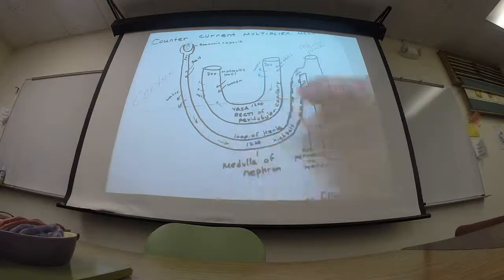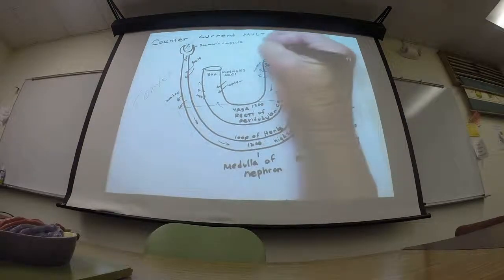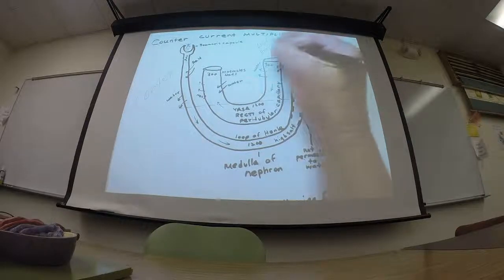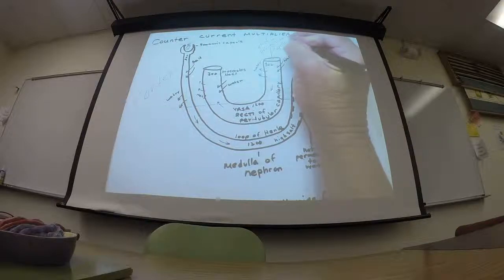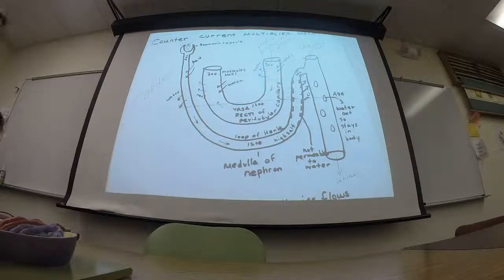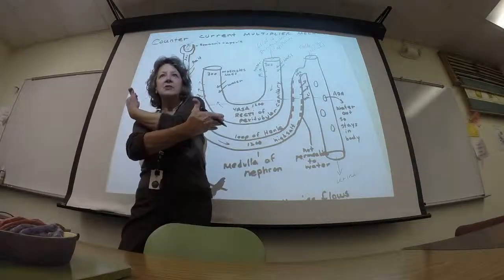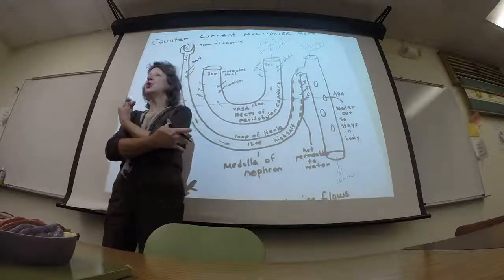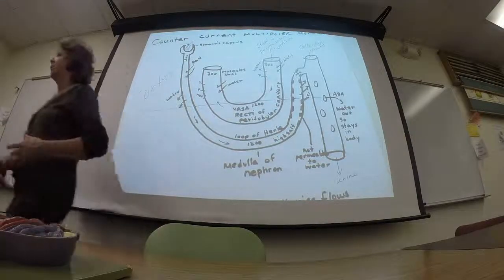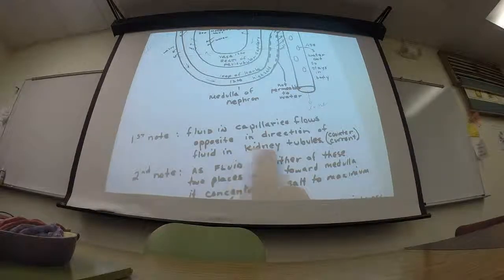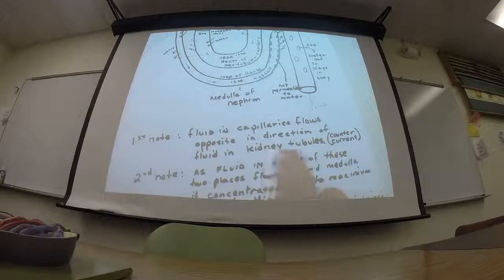So this is blood in the paratubular capillaries. Do you see that filtrate is going in this direction while blood is going in this direction? That is what a countercurrent is. It means two things going in opposite directions. It actually says that down here in the first note at the bottom. A countercurrent is when the two things are going in opposite directions. Filtrate going an opposite way from the blood.